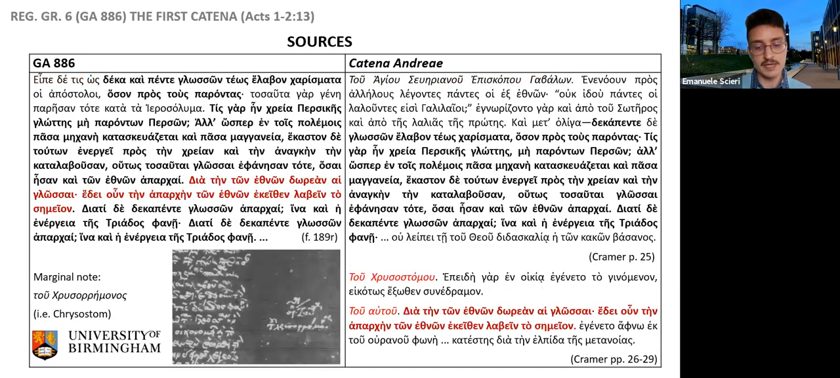Furthermore, GA 886 exhibits some extracts from Chrysostom which appear in the Andreas catena but are not transmitted in the direct tradition of Chrysostom's homilies on Acts. One of these is incorporated into the passage from Severian seen above. It is unusual that here the authorship of Chrysostom is indicated in a marginal note, as the compiler tends to avoid quoting the source of the extracts.